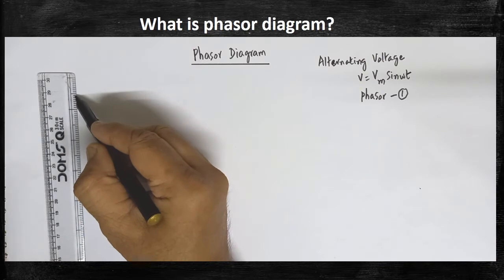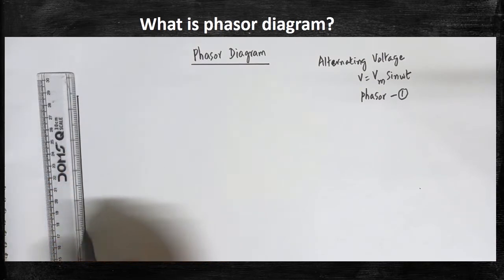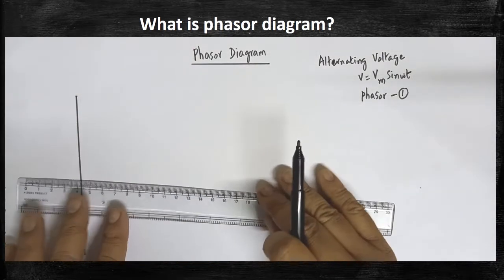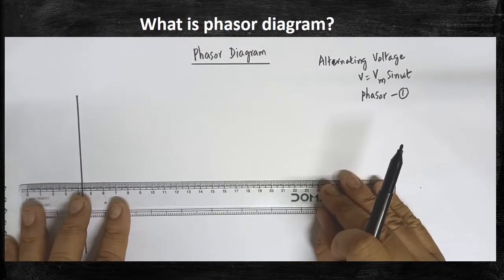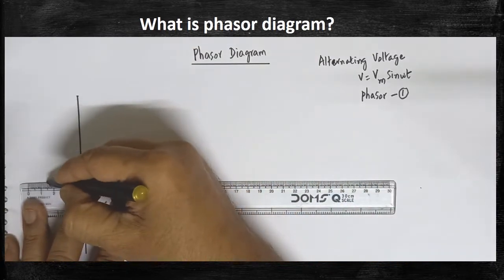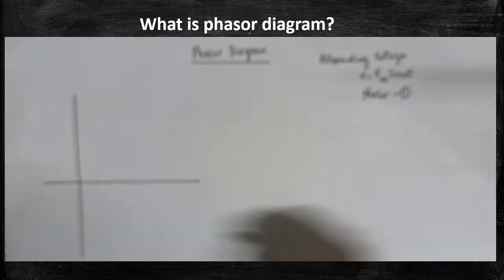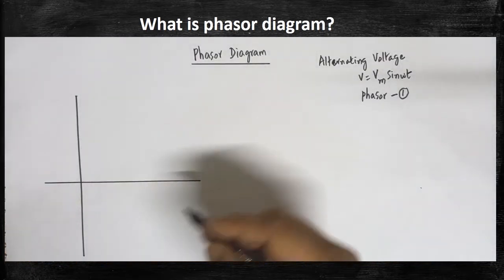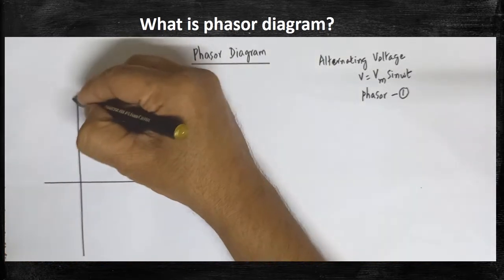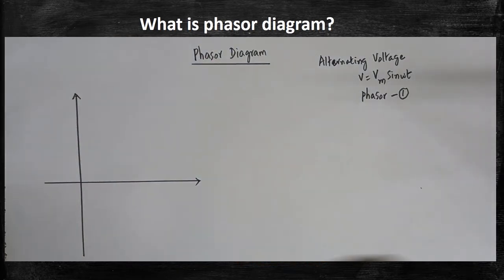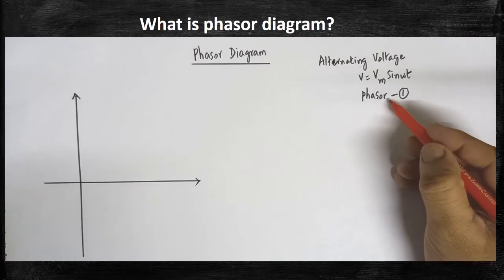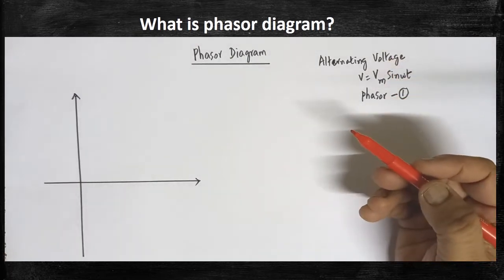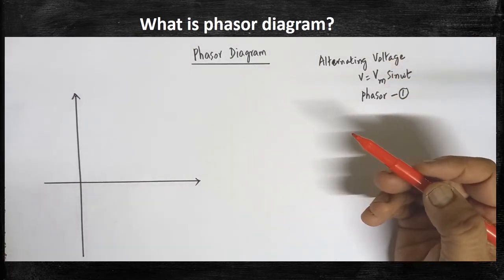First, I will draw the y axis. After that, I have to draw the x axis. So, you have to draw the x axis and y axis. That is very important. This is the method of drawing the phasor diagram. Here, this alternating voltage can be represented by a phasor. To represent it, I am using this red color sketch pen.